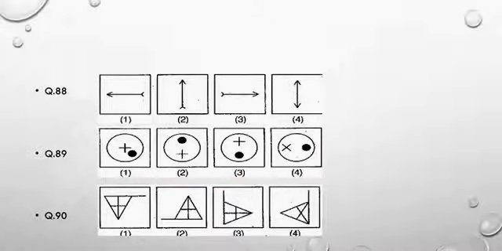Let's go to question number 90. There are 4 options given. In each of the options we see one triangle inside which there is a design. In case of option 1 it is a plus design. In case of option 2 it is again a plus design. In case of option 3 again it is a plus design, but in case of option 4 it is a cross sign. So option 4 is standing out as the odd man out figure, whereas options 1, 2 and 3 are similar.